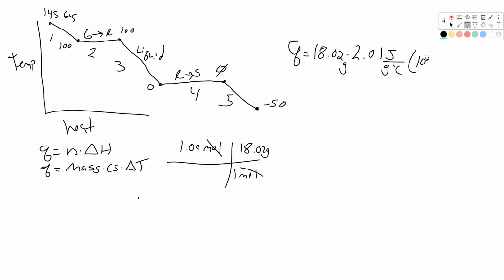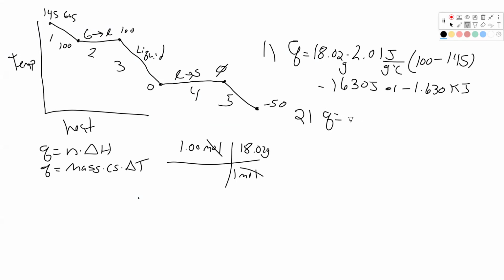Our final is 100. Our initial was 145. That's negative 45. And so let me do this calculation really quick here. So that is negative 1630 joules or negative 1.630 kilojoules. That's segment 1. Segment 2, we're doing a phase change, so we want to use our phase change equation.